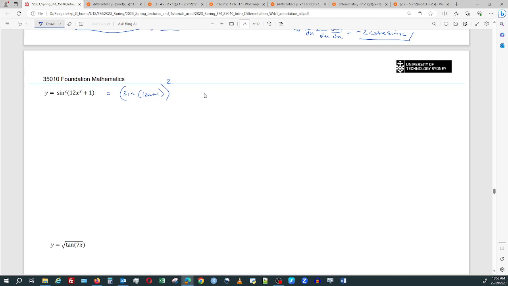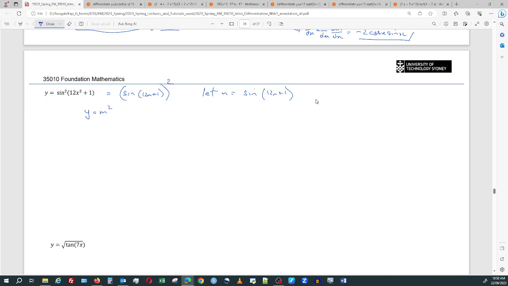Okay? So we're going to let m equal all of the bracket sine 12x plus 1. Now, why have I done that? I can write this as y equals m squared. Well, look, this one here, to find the differential of this, requires us to find the differential of this one. This is twice. This is another one.